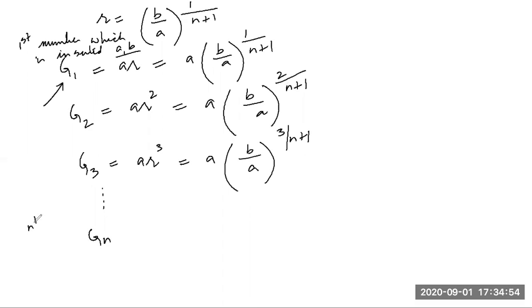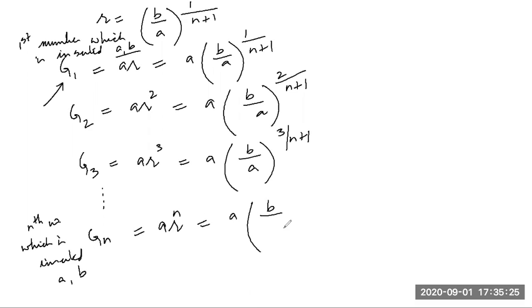This is the nth number which is inserted between A and B. It's not the nth number of the final sequence. So the last number which is inserted, of the final sequence for B, is the n plus 1th term. So this is equal to A R raised to power n. So this is equal to A into (B by A) whole raised to power n divided by n plus 1.